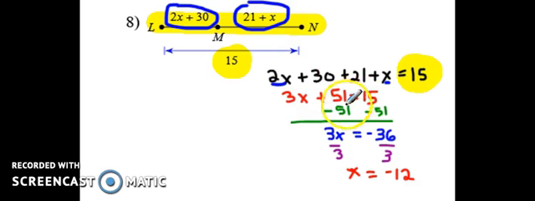I want to get x by itself, so I'm going to go minus 51 from both sides. So I got 3x equals negative 36. Get x by itself, divide by 3, so I got x equals negative 12.